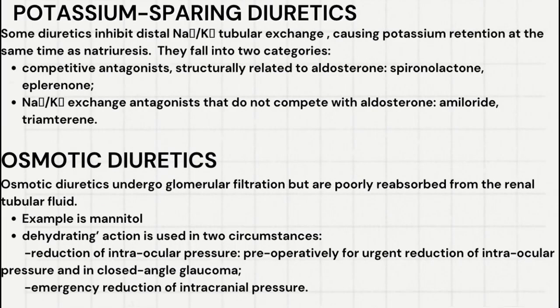The potassium-sparing diuretics consist of two categories. The first is competitive antagonists, which are spironolactone and eplerenone. The second is sodium-potassium exchange antagonists, which are amiloride and triamterene. For the osmotic diuretics, they undergo glomerular filtration but are poorly reabsorbed from the renal tubular fluid, and the example is mannitol.